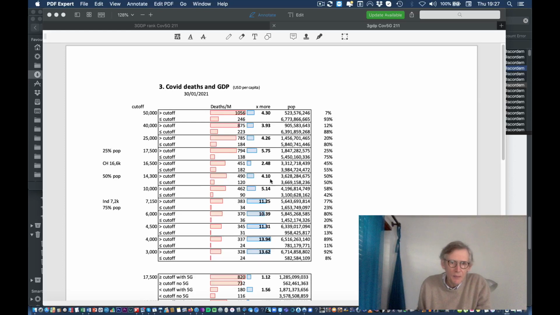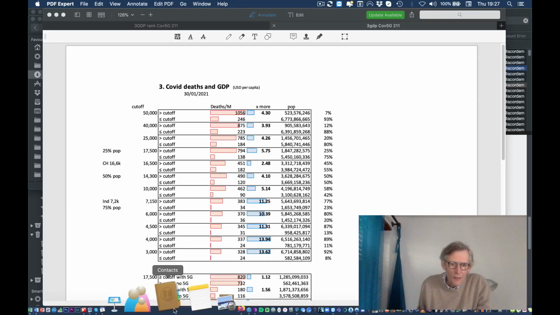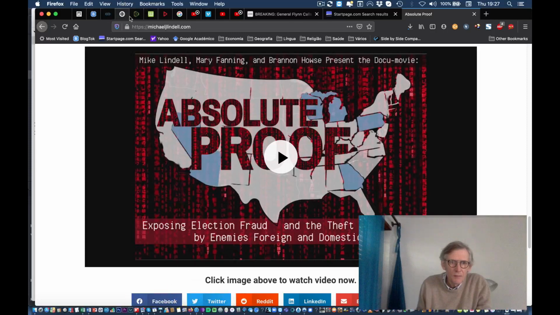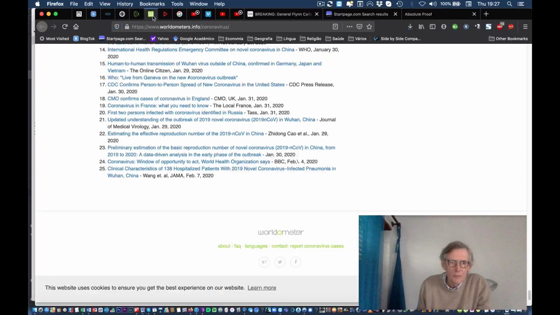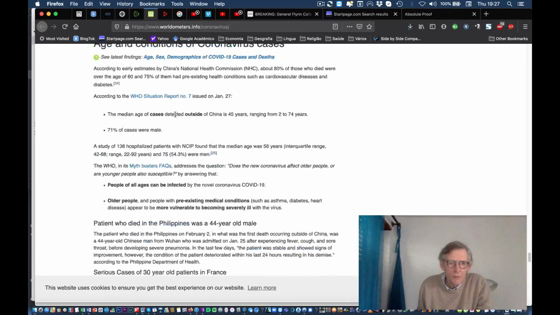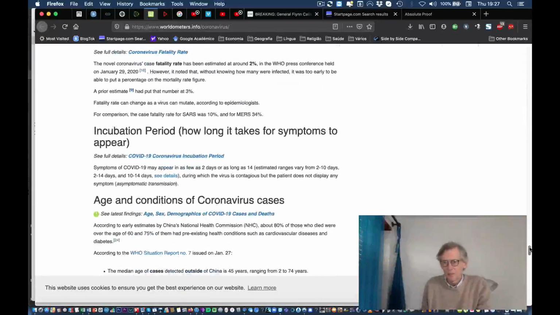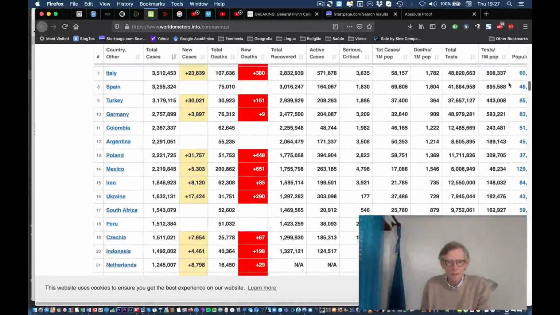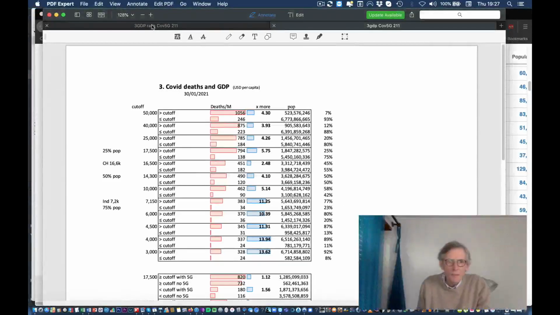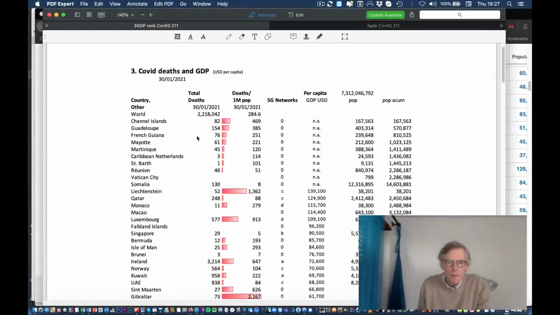I went to pick up the numbers at, what's the name? Worldometer. I picked up the numbers from here and put them in an Excel, and came up with this list.